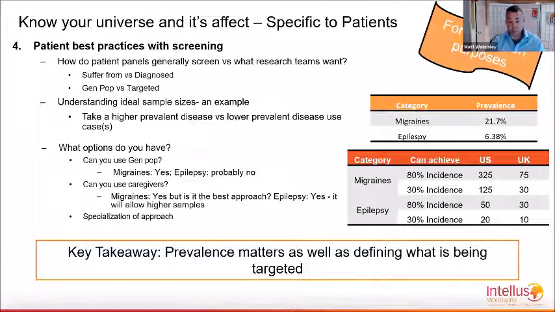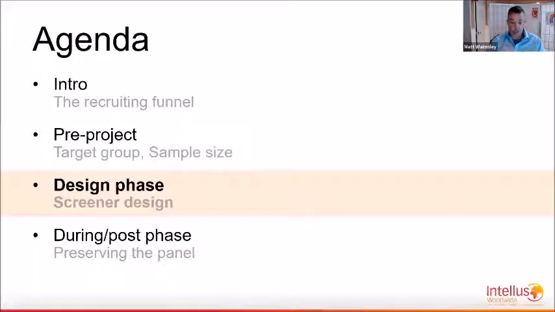So again, in the end here, key takeaways: prevalence matters, as well as getting consensus on what the incidence is based on, and whether to use targeted sample, GenPop, or a mixture of the two. I'm going to pass it now on to Jana to discuss best practice around the design phase. So Jana, please take it away.